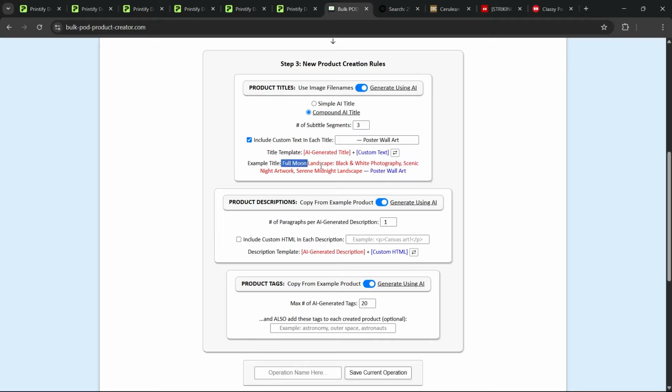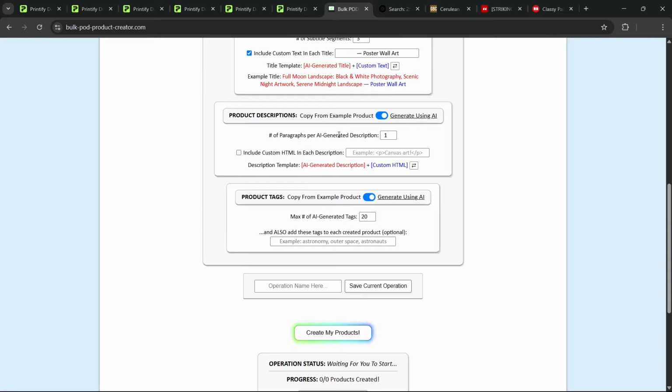So it'll give you the AI generated part here for each new product, and it'll just tack this onto the end of it here. Descriptions, that's pretty straightforward. You can just specify how many paragraphs you want to do. I would recommend just 1 or 2 maximum. Beyond that, I don't think you're going to get much of an SEO boost anyway.